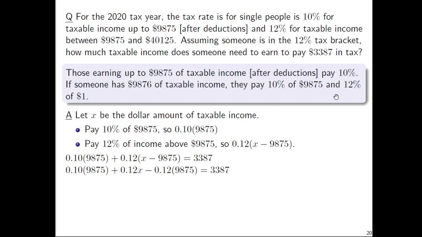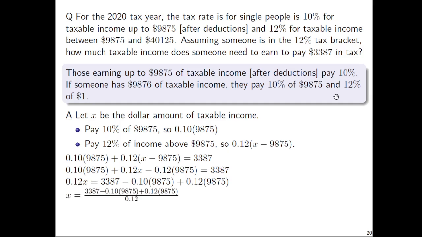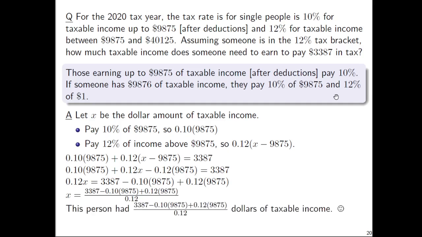So distribute 0.12. Let's see, there's only one term with X in it. So how about we leave that term on the left side, subtract and add things on both sides so that all terms on the right have just numbers. The only X is on the left side, and divide both sides by 0.12. So that number, whatever it is, this person had that much dollars of taxable income. No need to simplify that number any further.